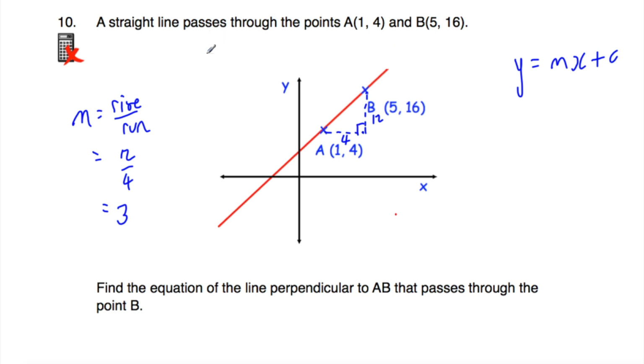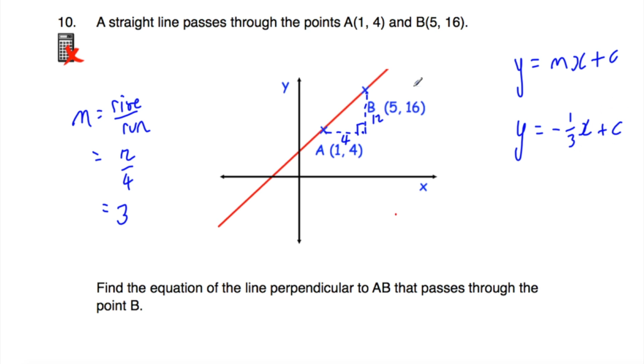So it means the gradient of the line that's perpendicular to it will be the negative reciprocal of 3. So the negative reciprocal of 3 would be minus a third, so minus a third x plus c. So the line that's perpendicular to AB will be in the format y equals minus a third x plus c, because we found the gradient of AB, which is 3, and then we've done the negative reciprocal of that, which would be minus 1/3. Okay, so we now know the equation of the line that's perpendicular to this line will be in the form y equals minus a third x plus c.